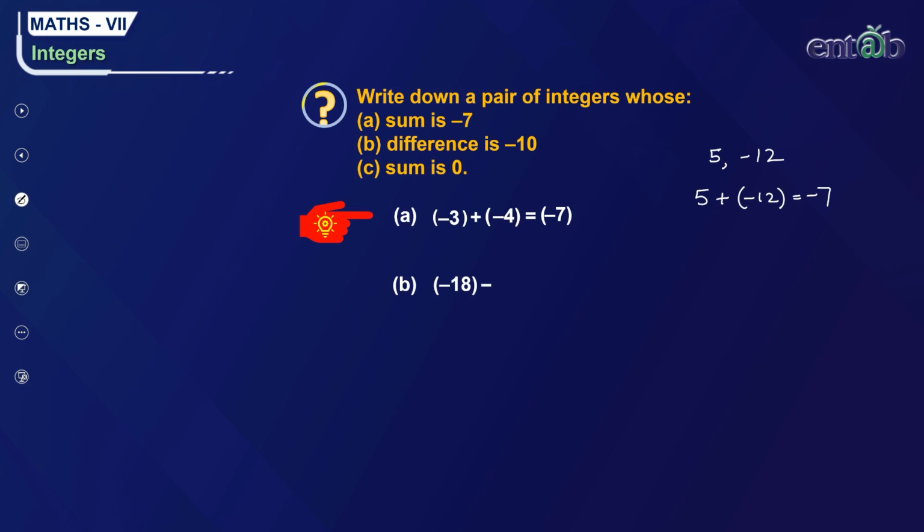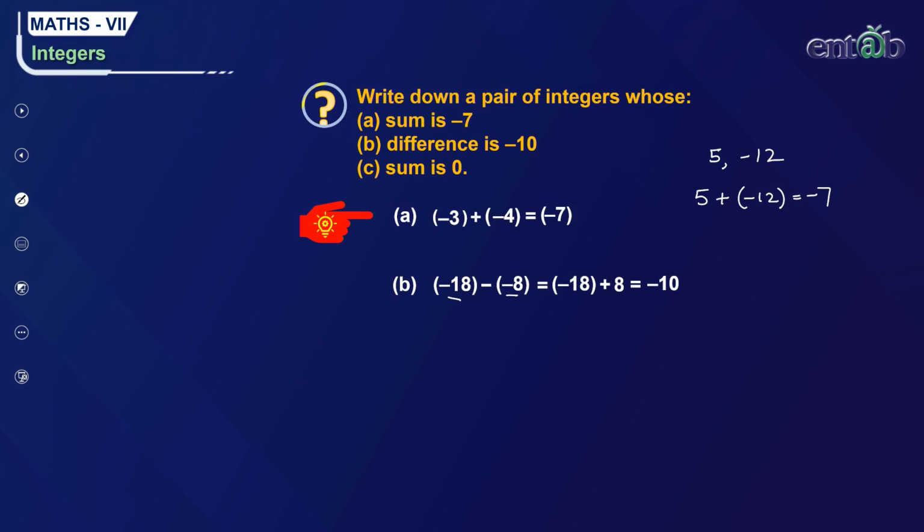Now, we need to find a pair of integers whose difference is minus 10. Consider the integers negative 18 and negative 8. When subtracted, they give the answer as minus 10. By the concept of additive inverse, minus of minus 8 is positive 8 and minus 18 plus 8 is minus 10. Now, let's think of another pair of integers whose difference is minus 10.